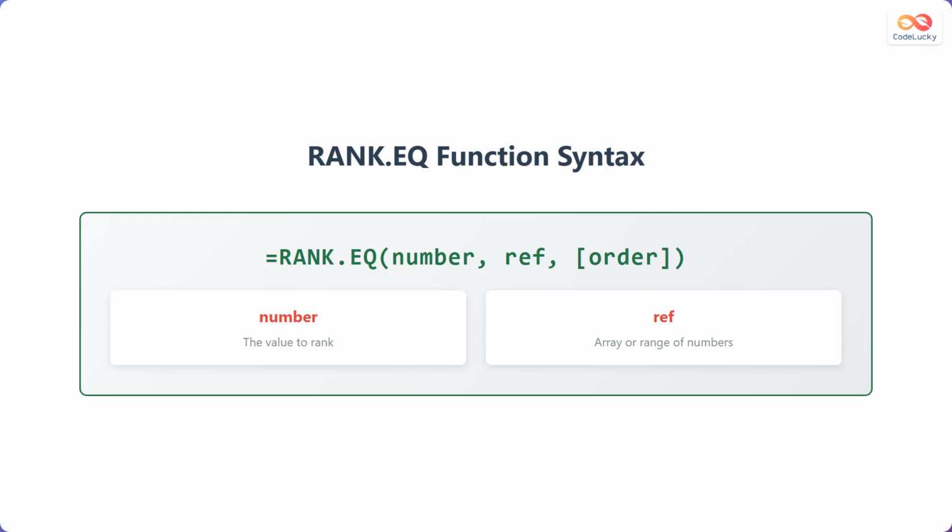Let's examine the syntax of the RANK.EQ function. The formula is as follows: equals RANK.EQ, open parenthesis, number, comma, ref, comma, order, close parenthesis. Here, number refers to the value you want to rank. The ref argument is the array or range of numbers that you are comparing against.